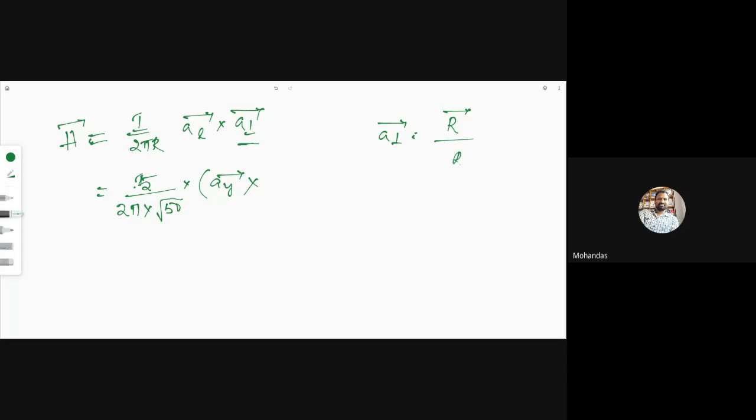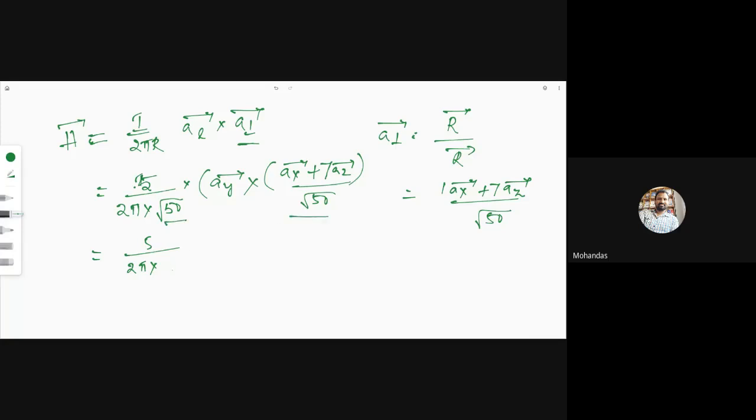What is the vector R here? 1 into AX plus 7 into AZ divided by root 50. Let us substitute. AY cross AX plus 7 AZ divided by root 50. So which is equal to 5 divided by 2 pi into root 50 into root 50. How much? 50.